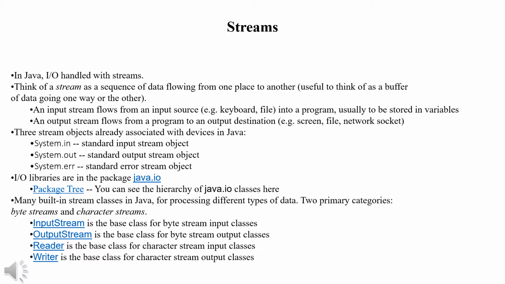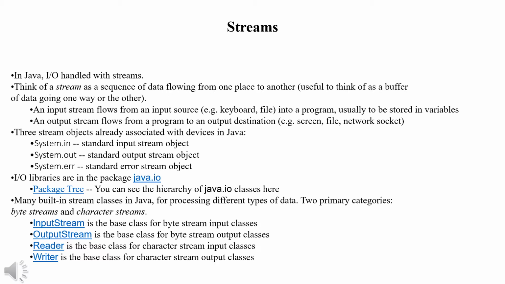Okay, let's see what streams are. In Java, input and output is handled with streams. You may ask, what is a stream? Actually, you can consider a stream as a sequence of data flowing from one place to another, right? For example, it's useful if you think of a stream as a buffer of data going from one place to another.